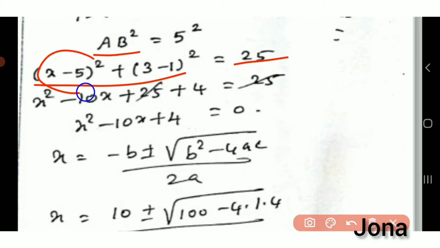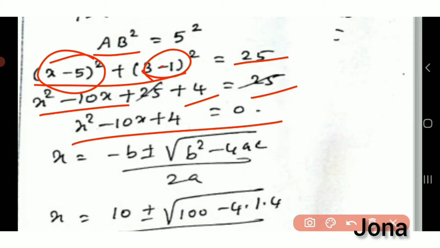So if you expand this, we can have x square minus 10x plus 25, and here 3 minus 1 is 2, the 2 square is 4, which is equal to 25. It's nothing but x square minus 10x plus 4 equal to 0. Therefore, we want to find the value of x from this. So, we couldn't find the factor for this.